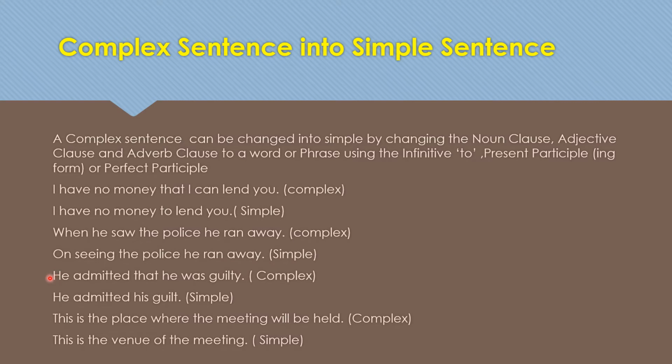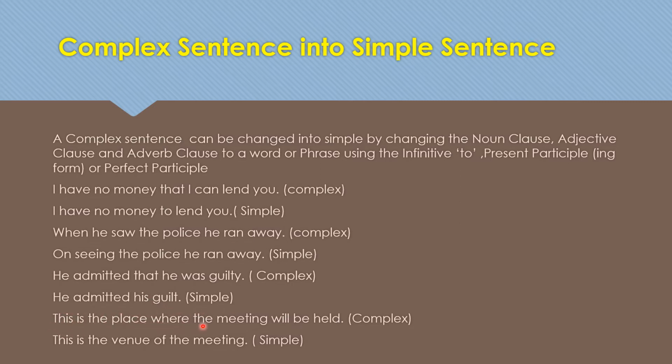Simple sentence. The next example, he admitted that he was guilty. Complex. He admitted, main clause; that he was guilty, subordinate clause. Therefore, it is a complex sentence. For simple, we have to change the clause to a word or a phrase. So, we have made it, he admitted that he was guilty, into his guilt. He admitted his guilt. Simple sentence.